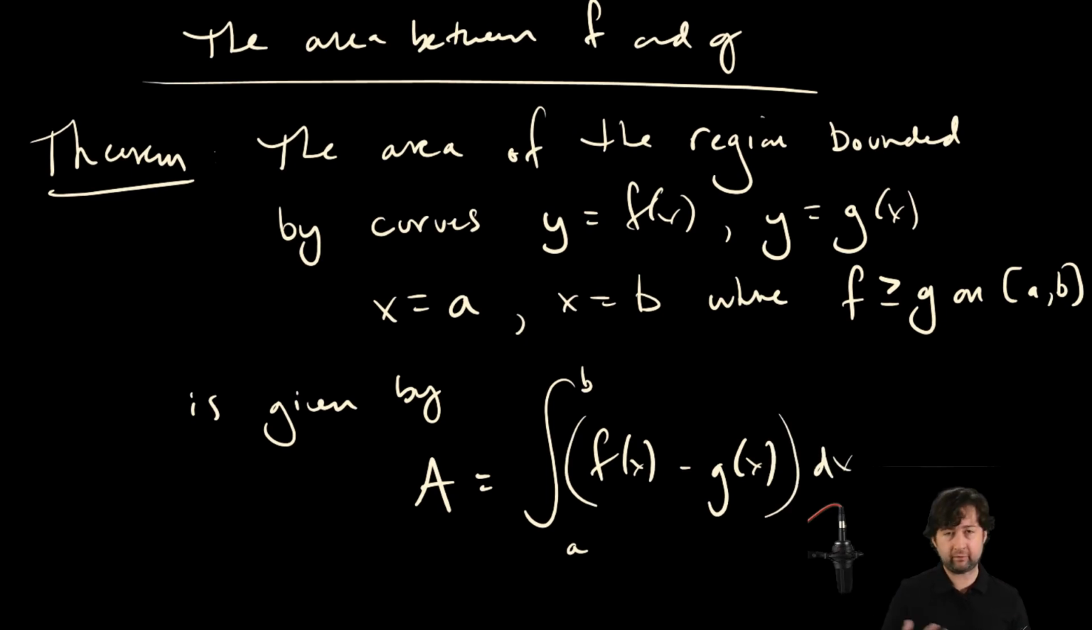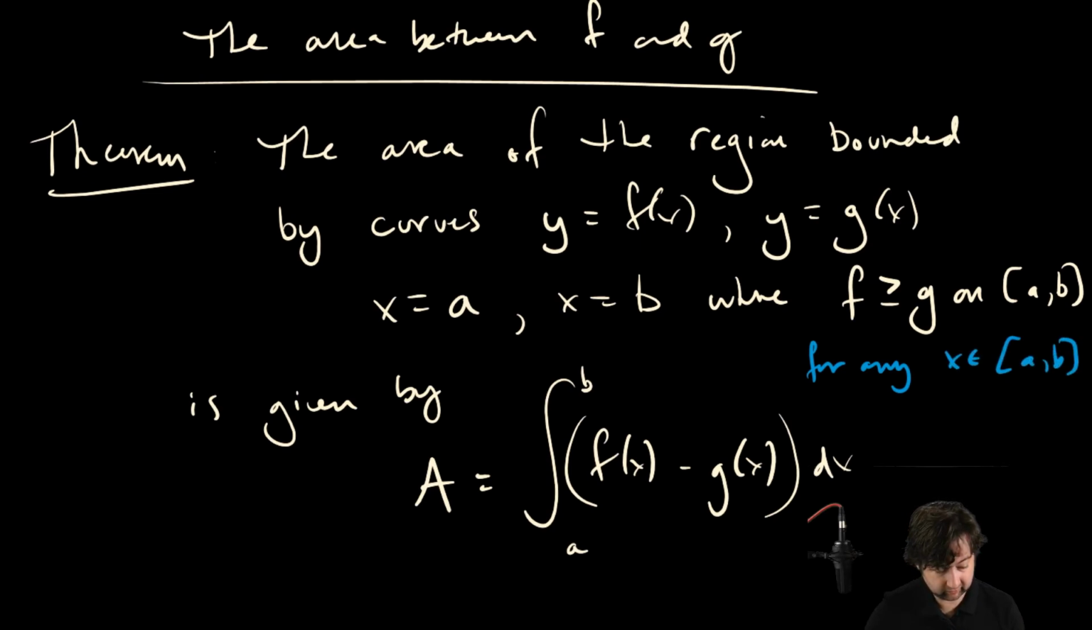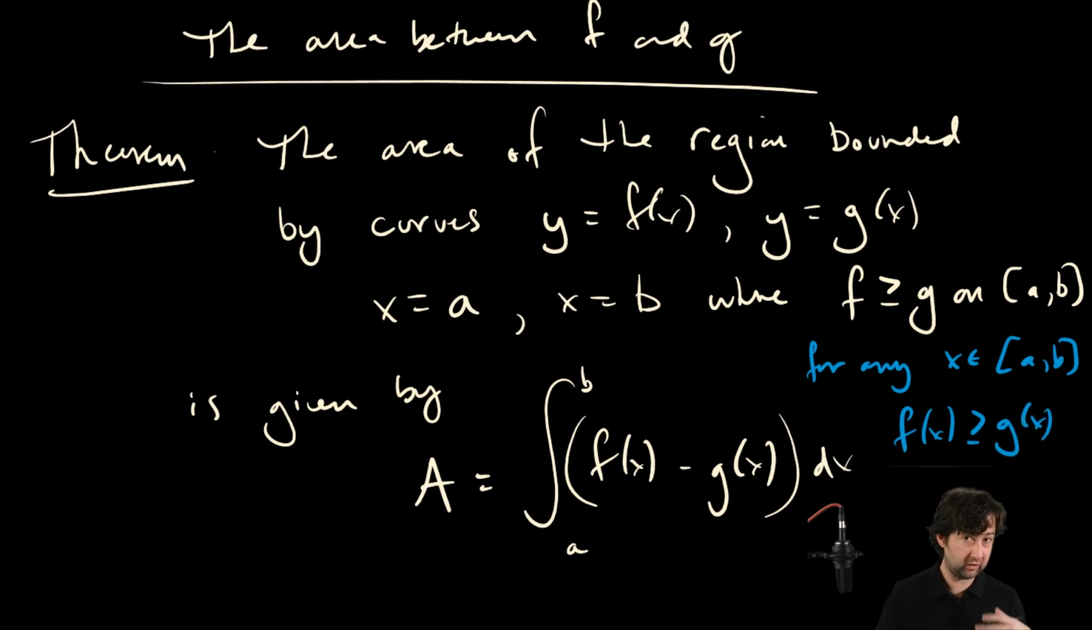So what I mean by f is bigger than g is that for any x inside the interval from a to b, f of x is bigger than g of x. So they can touch, they could be equal, but f always has to dictate the top of the rectangle. All right, so that's the basic setup.